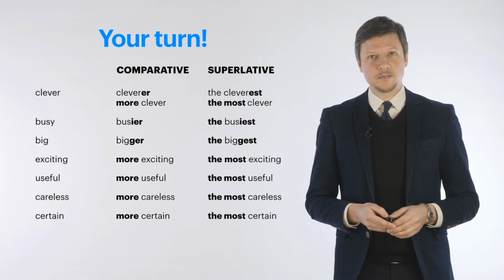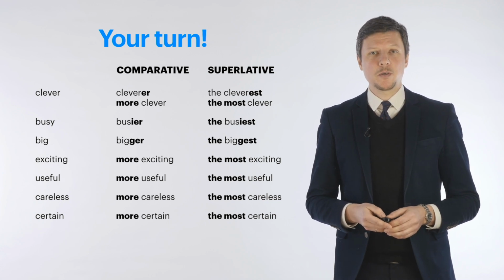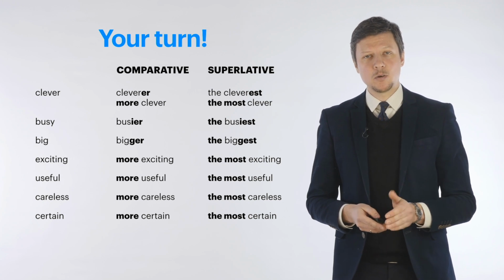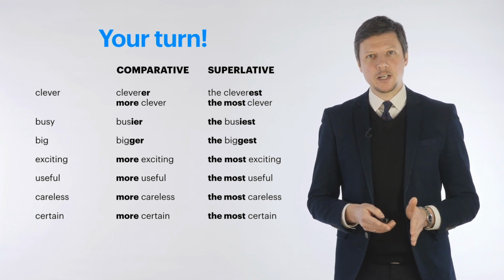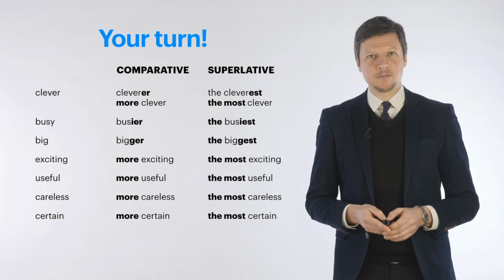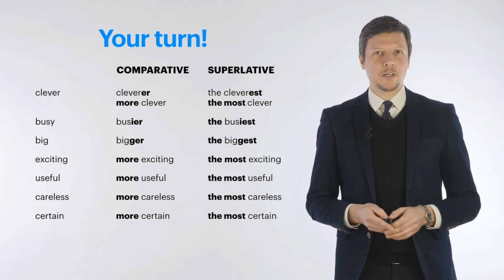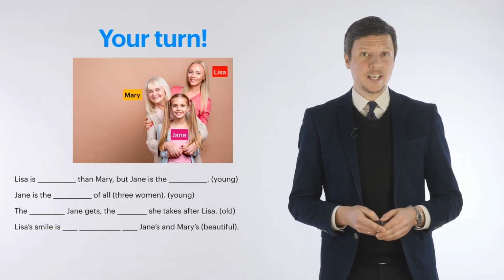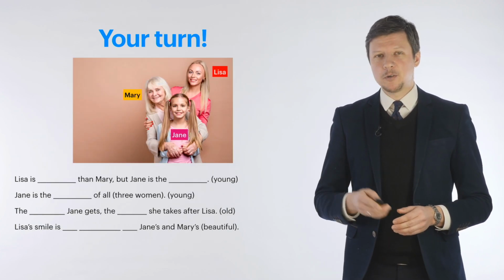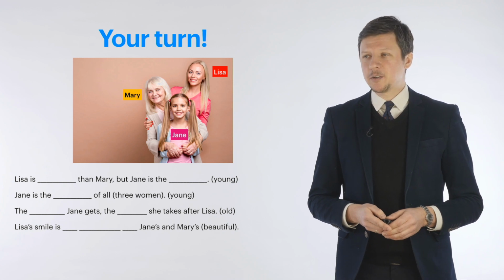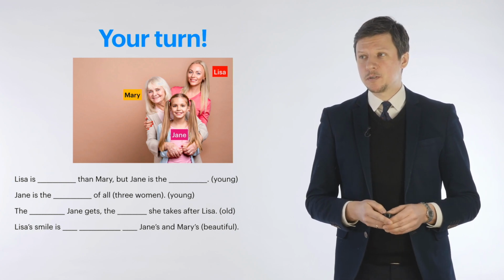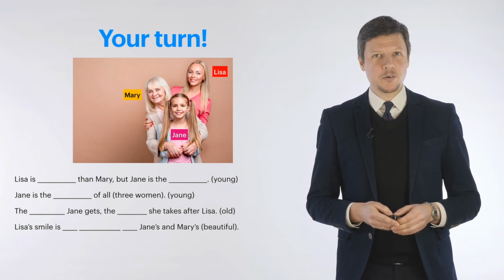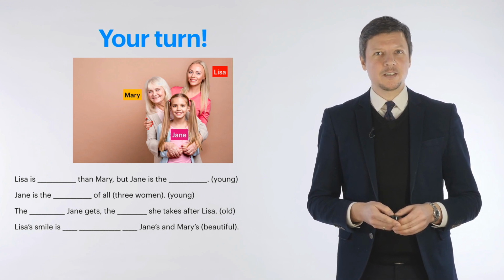What do you think? Which forms do people use more often? Clever, cleverer, the cleverest, or clever, more clever, the most clever? Let us know about your answers in the comments below. I have also prepared a second exercise for you. Have a look and find out into which form you should put the adjectives that are in brackets. We will let you know about the answers in the description.